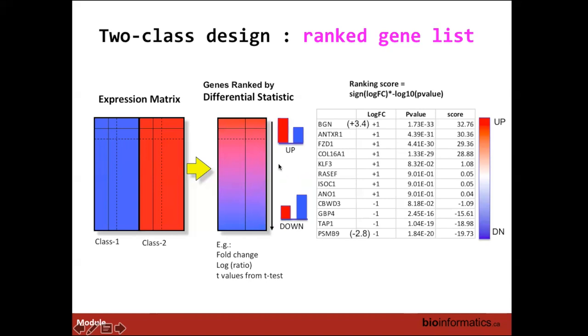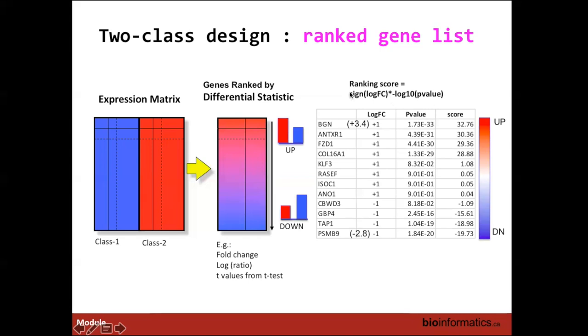So in order to do that, we take the DESeq2 or edgeR output, and in this output we look at two columns. One is the log fold change, the other is the p-value. So not the corrected p-value, but the nominal p-value. For example, this gene had a log fold change of plus 3.4 and a very low p-value. And then we use this formula here to calculate the score. We say it equals the sign of the log fold change multiplied by minus log 10 of the p-value.